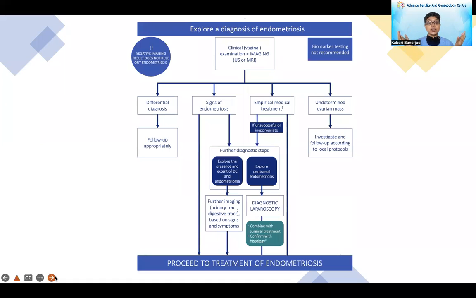So just to cut it short as to what we discussed, we see the symptoms, we do ultrasound, we do other imaging techniques if needed, we differentiate it from other cysts, and then we do laparoscopy if needed. There is the other scoring of deep endometriosis, which is peritoneal endometriosis, that is also done. And then finally, once the diagnosis is established, we decide to go ahead with the treatment.